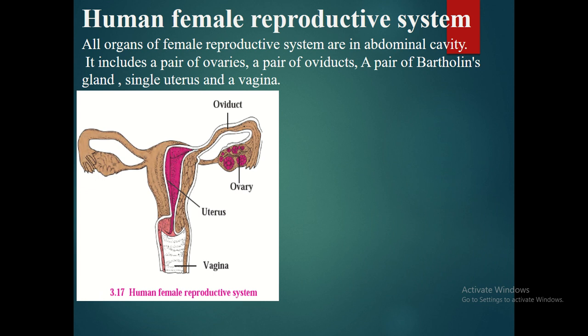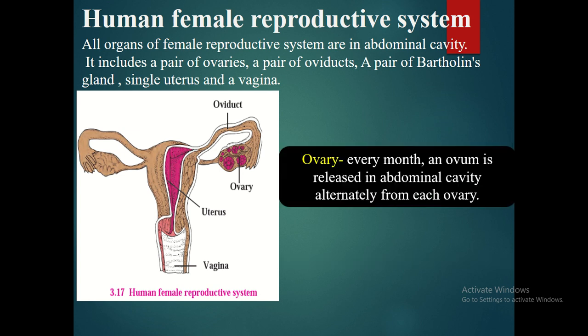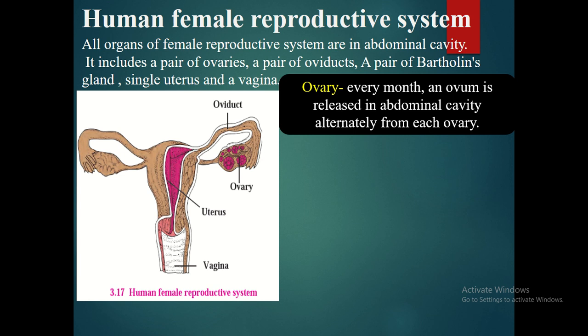Human female reproductive system. All the organs of female reproductive system are in abdominal cavity. It includes pair of ovaries, pair of oviduct, pair of Bartholin gland, single uterus and a vagina. Again the parts are given here and their function. Ovary, it releases an ovum every month in the abdominal cavity alternately.